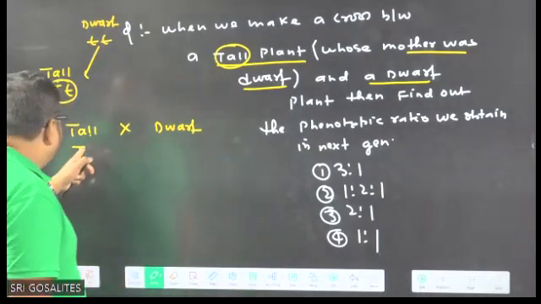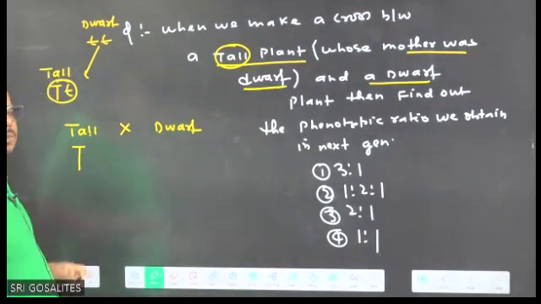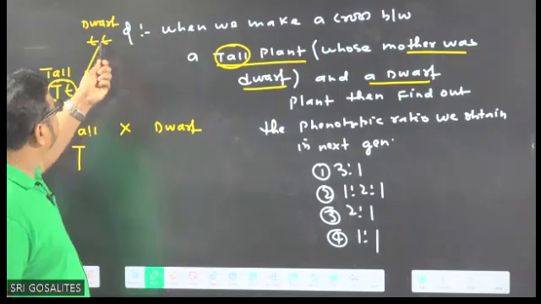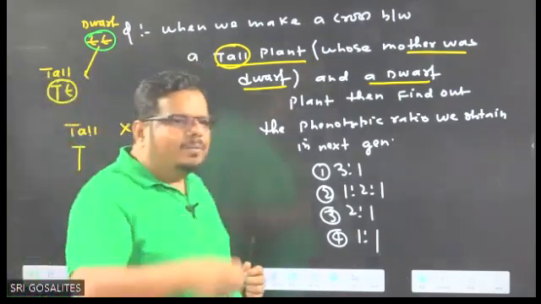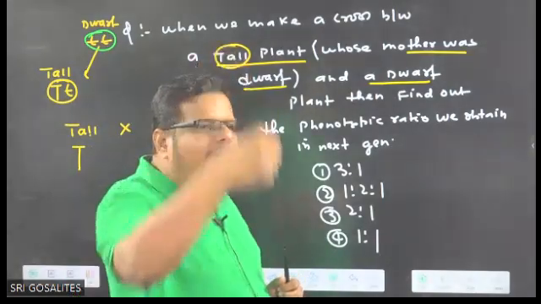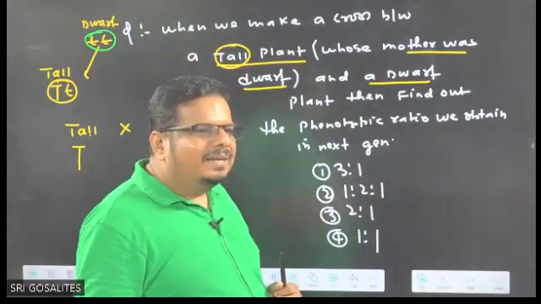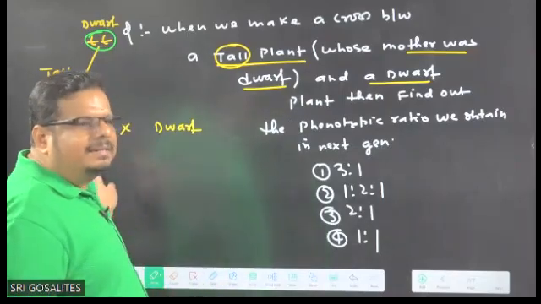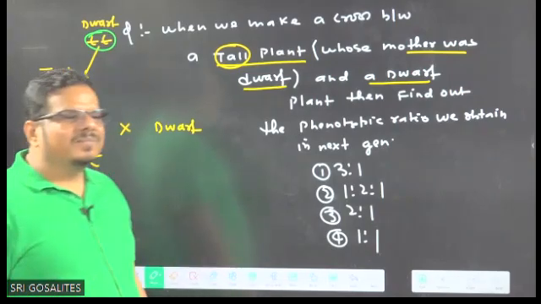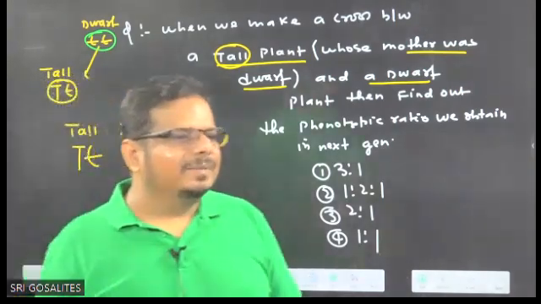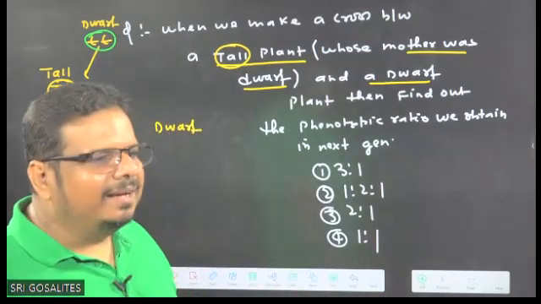Now the other one, is it capital T or small t, how to know? It is written that mother was dwarf. So mother has small t, small t. So one t came from mother also, na? And mother only has which t? Small t. The plant itself has capital T, and from the mother side a small t came, so it becomes capital T, small t, na? Are you getting it? Are you connecting with me? Are you understanding the idea?